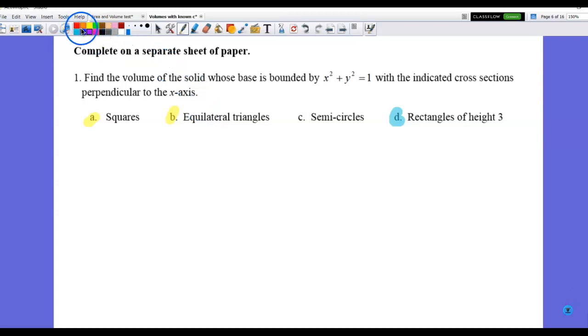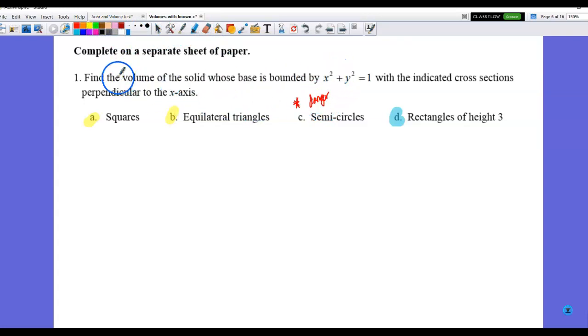Make a little star beside semicircles. Semicircles are the most dangerous shape that we will form. So anytime you see the word semicircle, that means slow down, danger ahead. And you'll see why in just a moment.